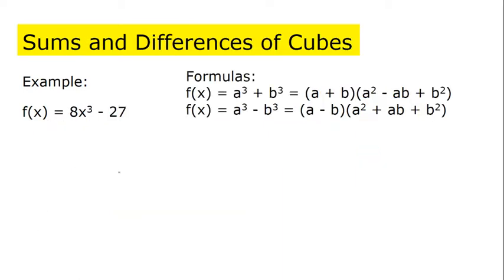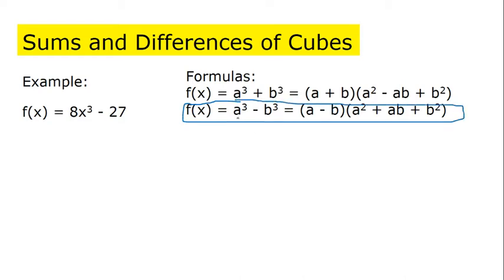Now we have the sums and differences of cubes. So we have a formula here depending upon whether we're doing the sum of cubes or the difference of cubes. So we need to look at our problem that we're doing. The problem is 8x cubed minus 27. So we have a subtraction sign there, which means that we're doing the difference of cubes. So we're going to use this bottom equation here.